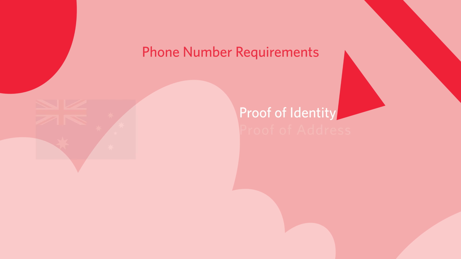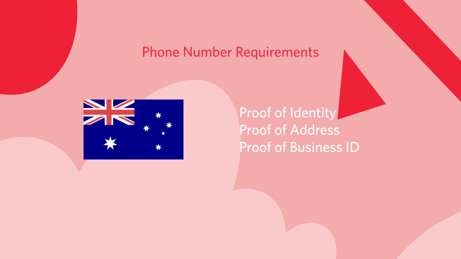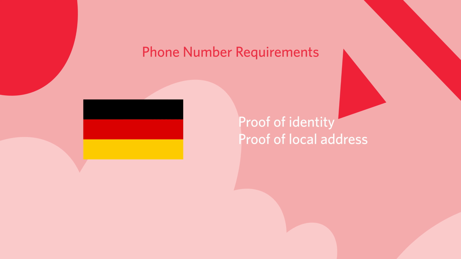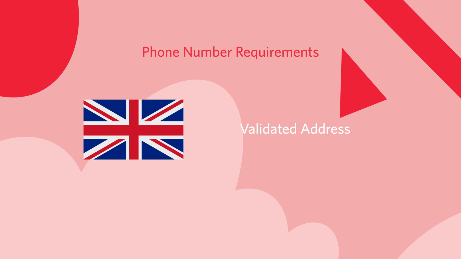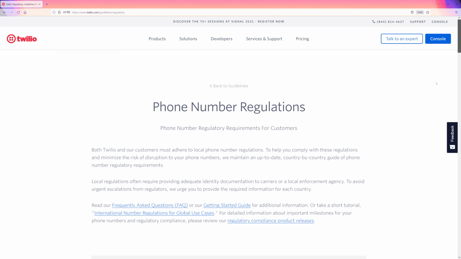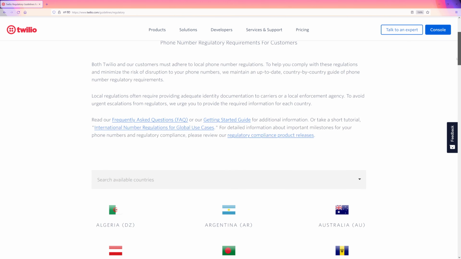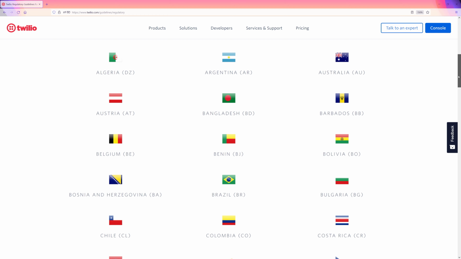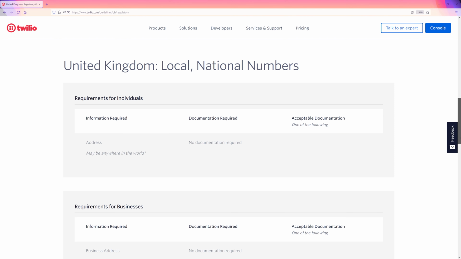Now, different countries around the world have different regulations for the phone numbers in those countries. These may require providing an address or adequate identity documentation. To find out if that's what you need for your country, you can head over to our phone number regulations page. You can search by country and find out what the rules are to buy a phone number where you are. Just like that, we now own a phone number and can begin to determine how we want it to behave.